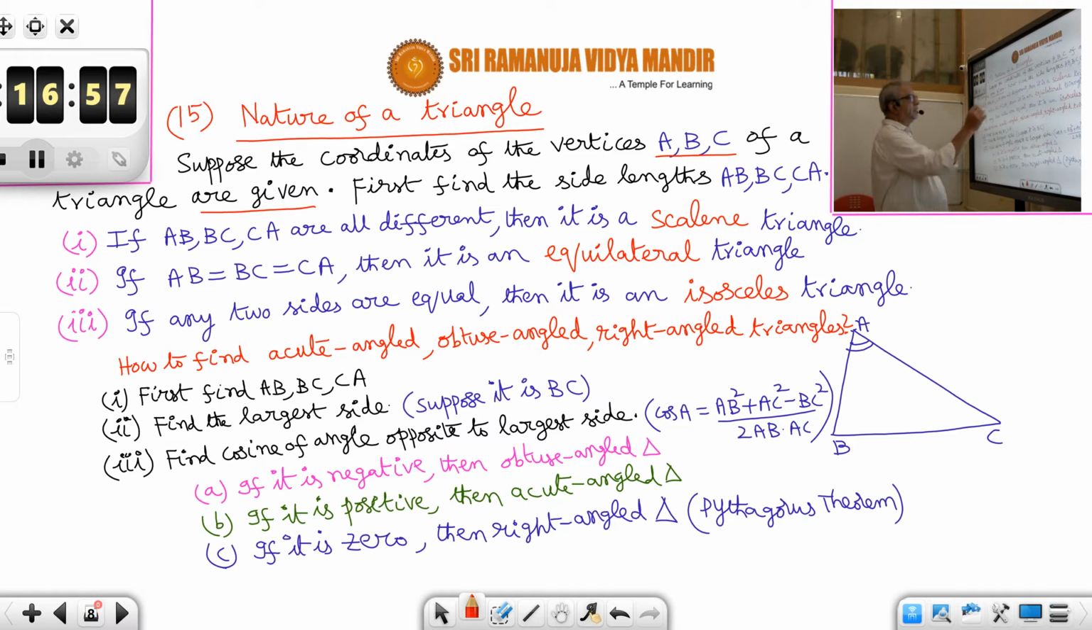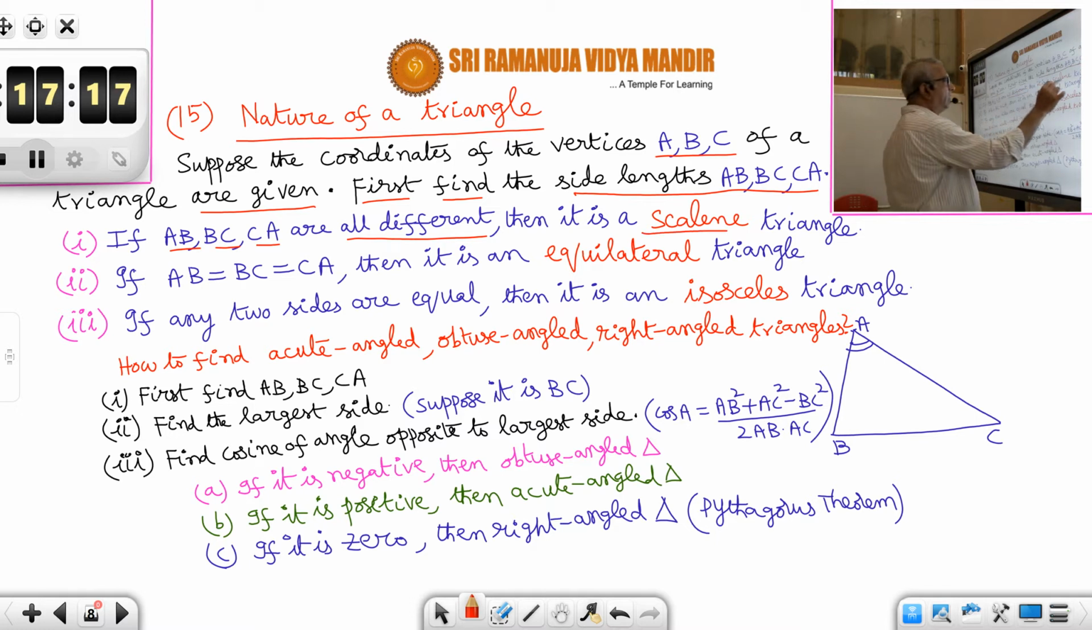So how to find? First find the side lengths AB, BC, CA using the distance formula. Okay. Now, suppose first case, if AB, BC, CA are all different, if all the sides are different, then we can call it a scalene triangle, is it not? Scalene triangle. Second case, suppose if all the 3 sides are equal, if AB, BC, CA are equal, then it is called an equilateral triangle.